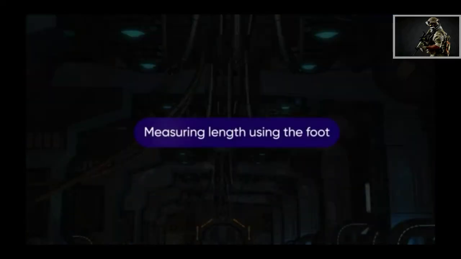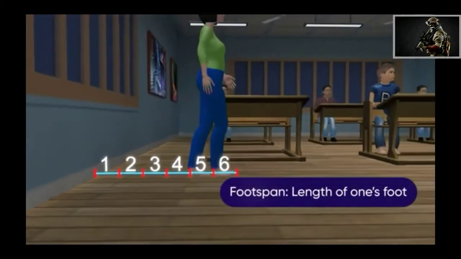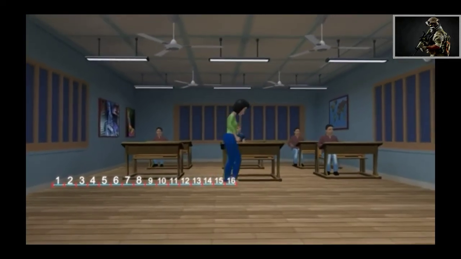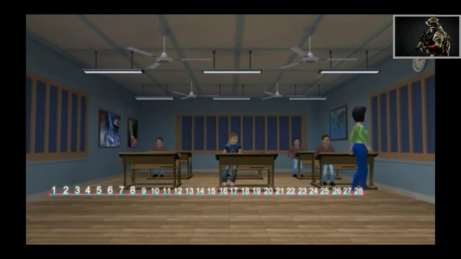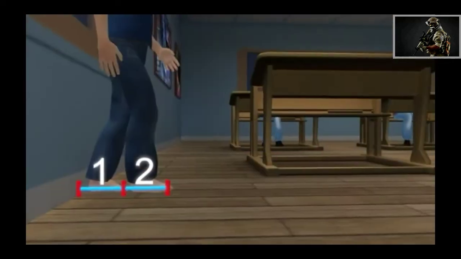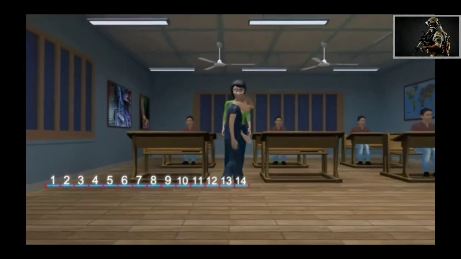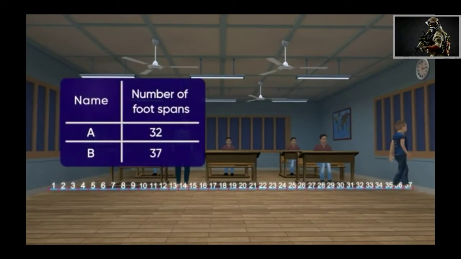Another method involves the use of one's foot. Measurement using one's foot is known as foot span. The length of this classroom is 32 foot spans. But when another person measures it, it is 37 foot spans.